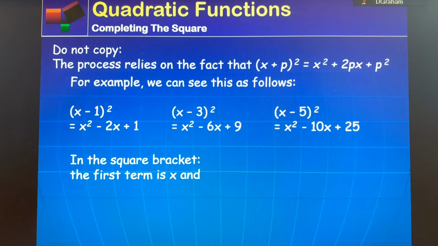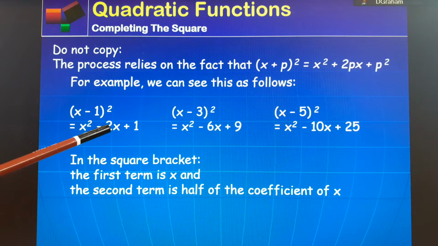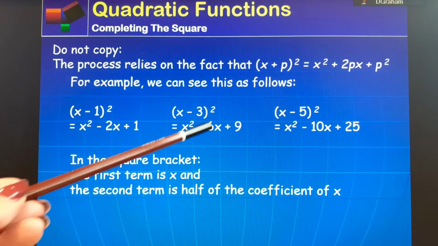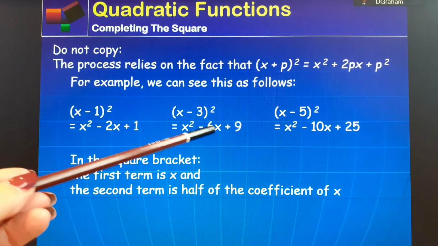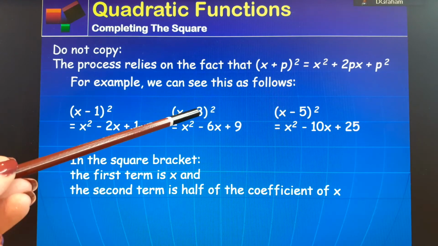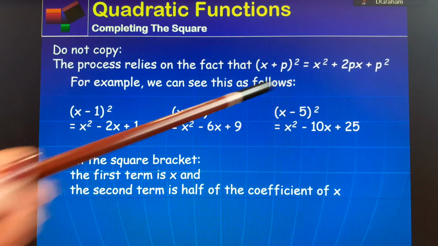So we're looking at it going backwards from here, back to here. So the first term there leads to just an x. And the second term is always half of this coefficient of x. It's half of it because you multiply them together and you double them to get that one. So half of that leads you to the term inside the square bracket.